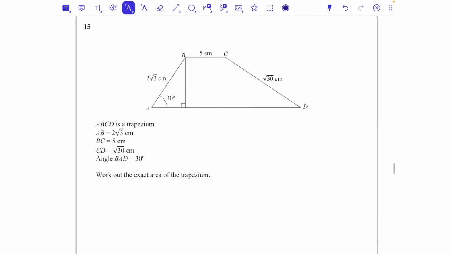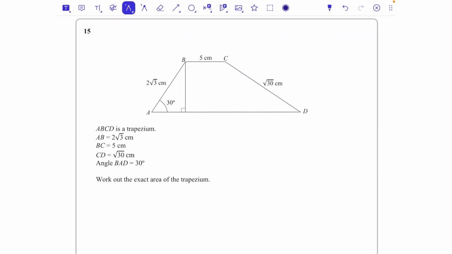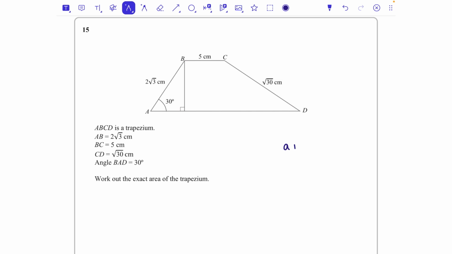Okay, question number 15. ABCD is a trapezium. A to B is 2 root 3, B to C is 5 centimetres, C to D is root 30, and angle BAD is 30 degrees. Work out the exact area of the trapezium. Okay, so the area of a trapezium is (A add B) divided by 2 times by the height, where A and B are your parallel sides. So A and B, and then height has to be going straight up.